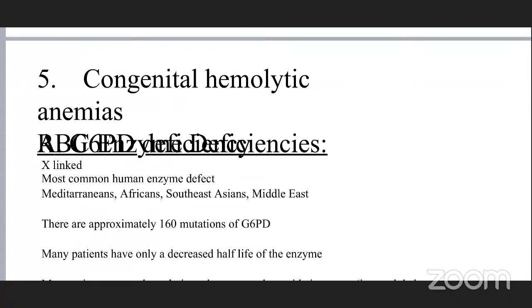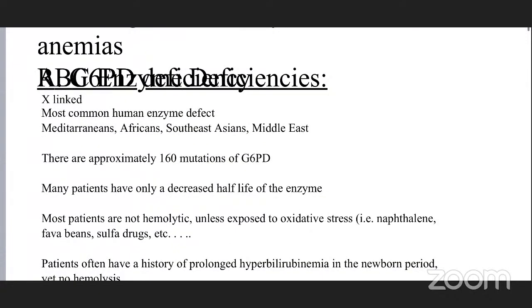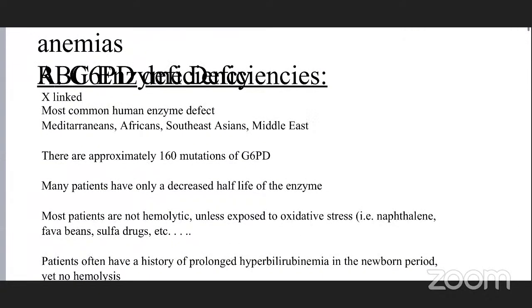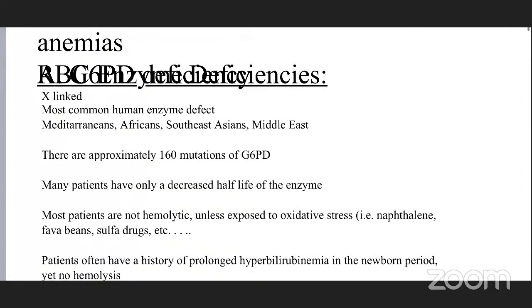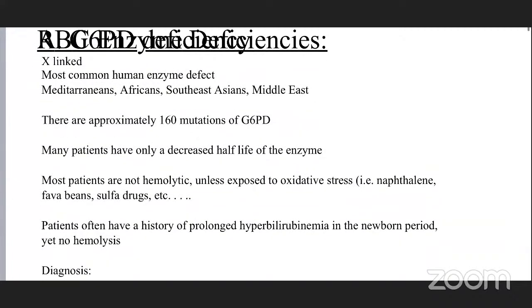Sorry. So when you have RBC enzyme deficiency, pyruvate kinase deficiency, or G6PD deficiency, it is X-linked and the most common human enzyme defect. The Mediterranean, African, Southeast Asian, and Middle East regions are the most common areas. There are approximately 160 mutations of G6PD.